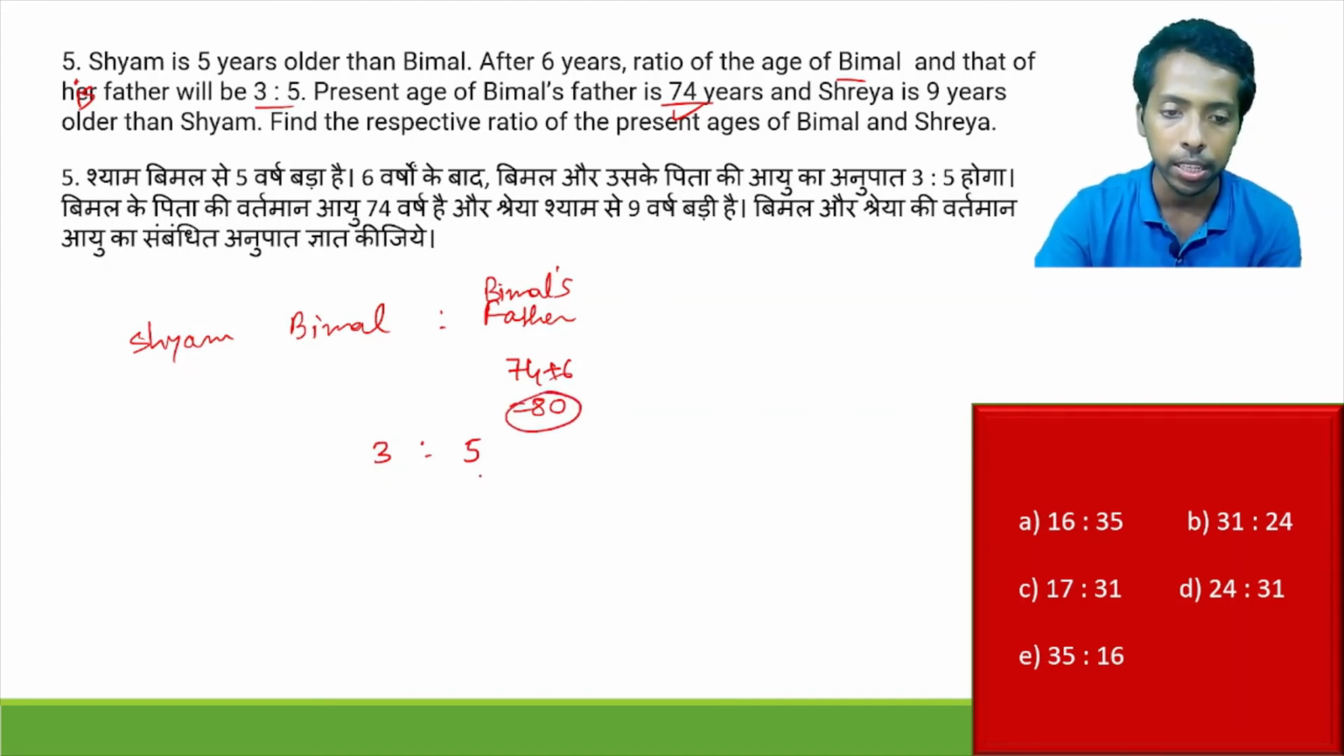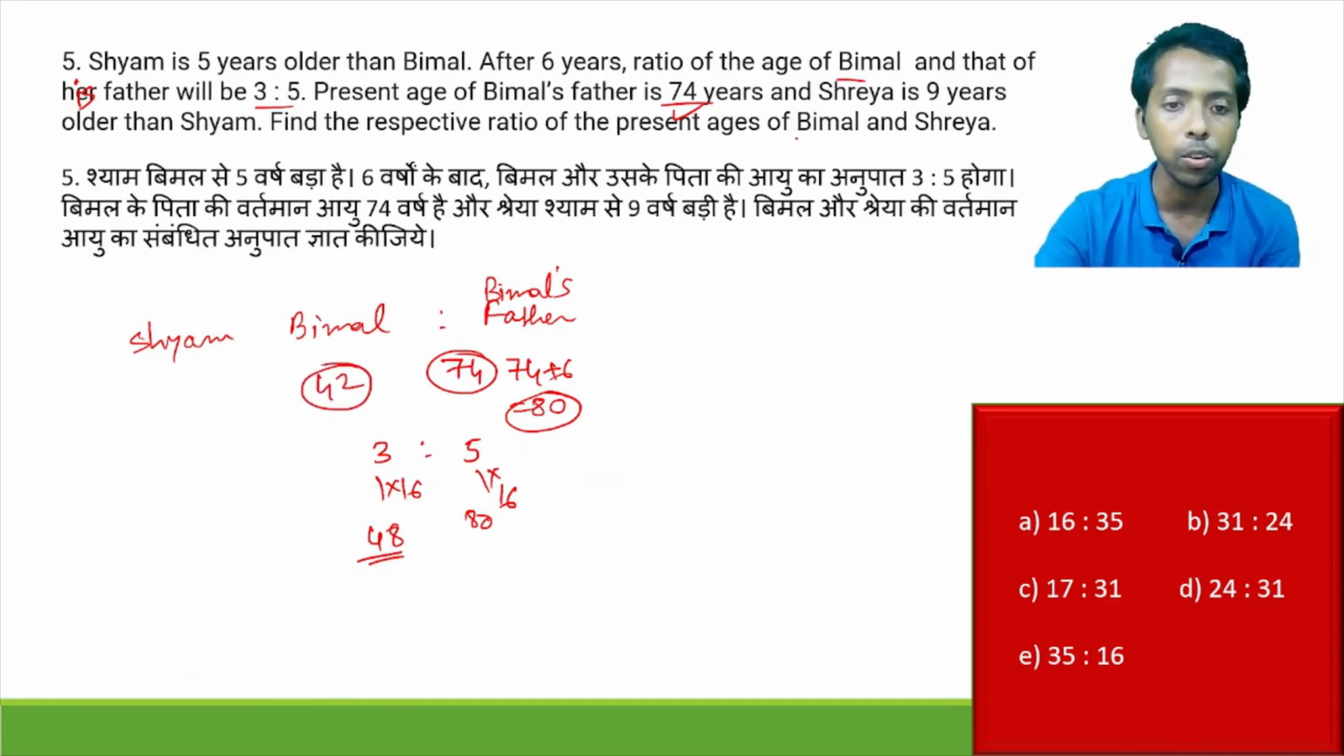5 equivalent to 80, that is, this is multiplied by 16 here, right? So this would obviously get multiplied by 16 also. That is for Bimal's age, that is 48. 48 is the age of Bimal after 6 years, right? So the Bimal's present age is 42, and Shreya is 9 years older than Sam. Now Sam is 5 years older than Bimal, that is 47 here. So Shreya is 9 years older than Sam, that is 56, right?